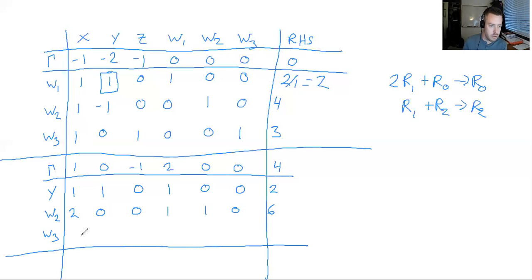And then we are not going to change W3 at all because it already has a 0 within this thing. 1, 0, 1, 0, 0, 1, and 3. Cool. Now what we need to do is keep going until we make this objective function here, until all the negatives are out.